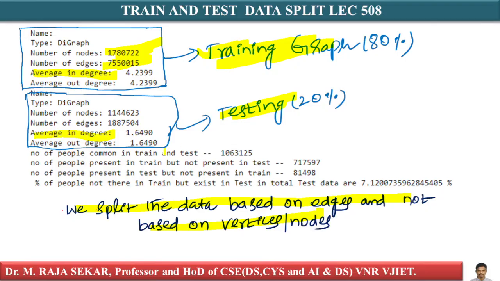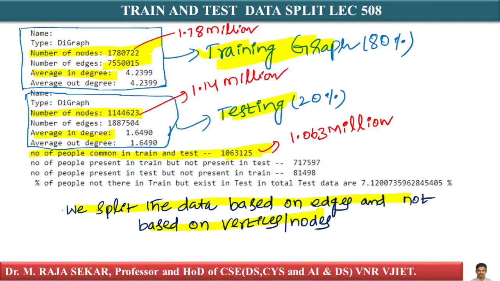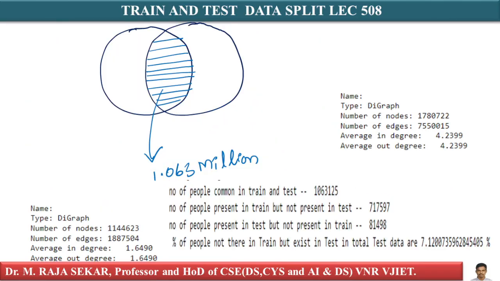What is the number of common people in train and test data? That is 1.063 million, isn't it? Remember, look at this number. What is this? People in my test data, just see what it says. Number of nodes, average degree, number of common people, all these statistics you can see. I have 1.78 million in the training graph, and in the testing graph 1.14 million, isn't it?